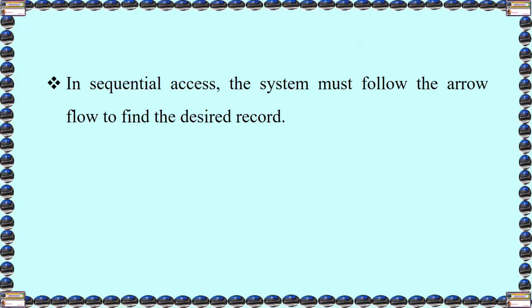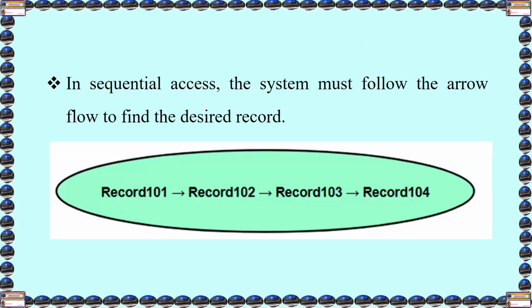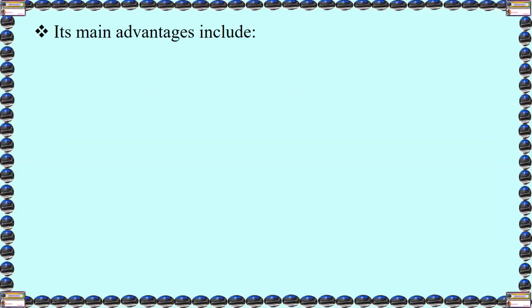In sequential access, the system must follow the arrow flow to find the desired record, as you can see. So if the user wants to search for a record, like record 104, he or she must search from the beginning until record 104 is reached.